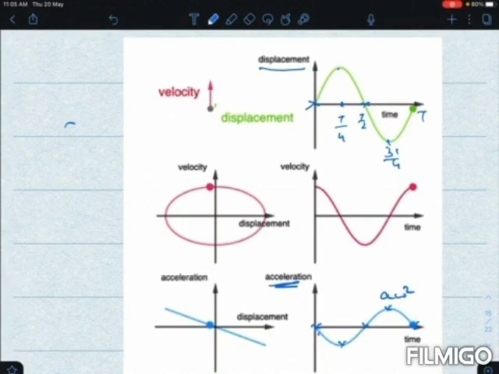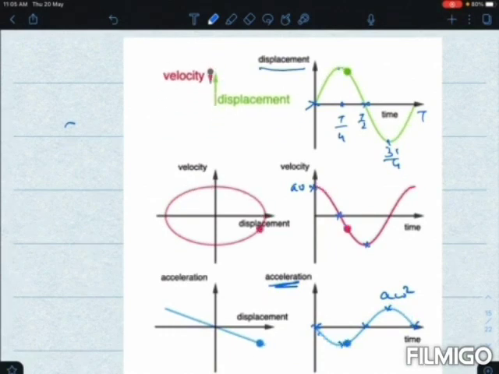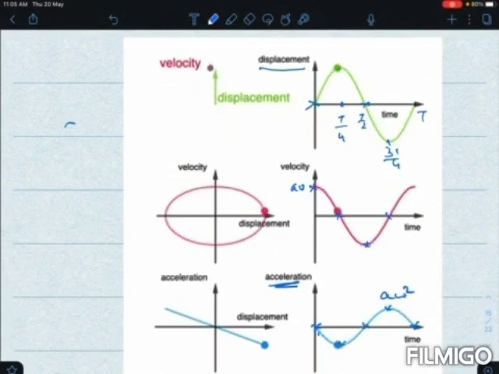Then look at the velocity. It starts with maximum A omega, then comes to 0 at T by 4, then again goes to minus A omega at T by 2, and then back to 0 at 3T by 4, and a maximum A omega again at T.